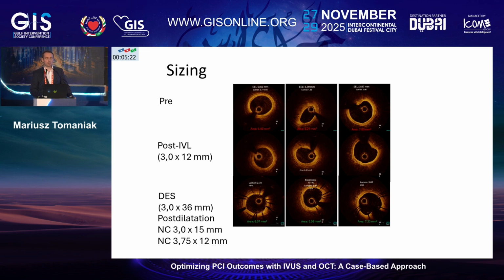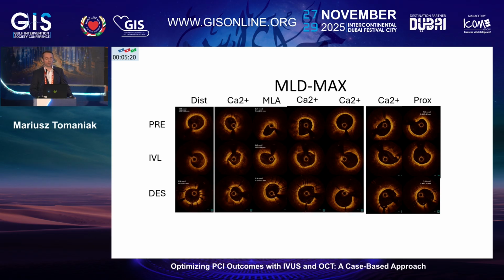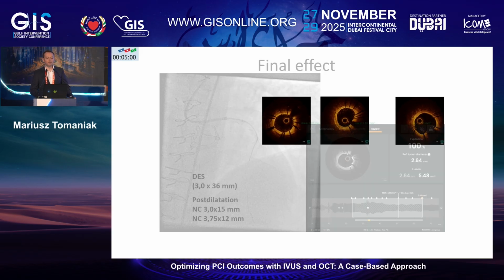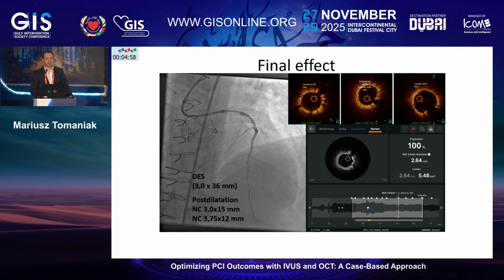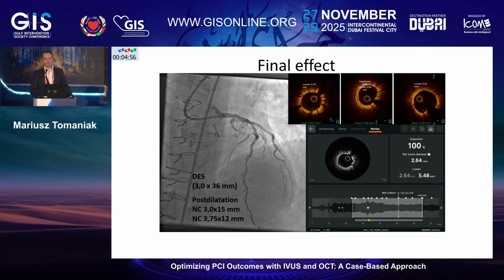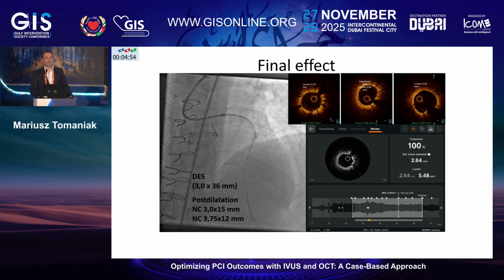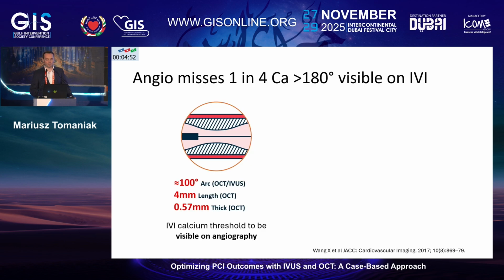You can see here the corresponding cross-section of this calcified nodule, and how it changed after application of intravascular lithotripsy, and then after DES implantation with subsequent post-dilatation at the distal site, at the proximal reference site, and at the site of MLA. This is the final, I think, acceptable effect of this angioplasty, with good expansion confirmed also by optical coherence tomography.